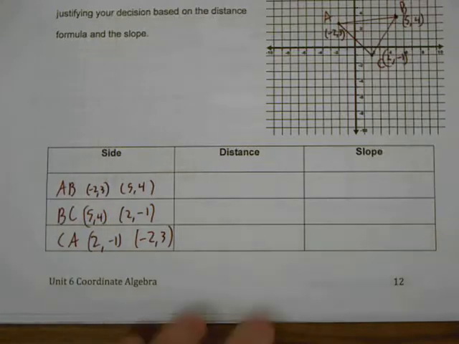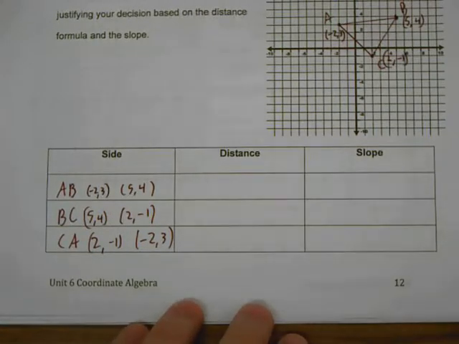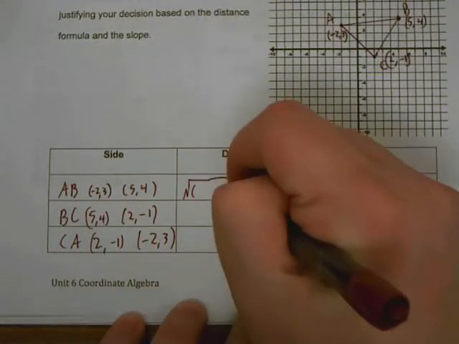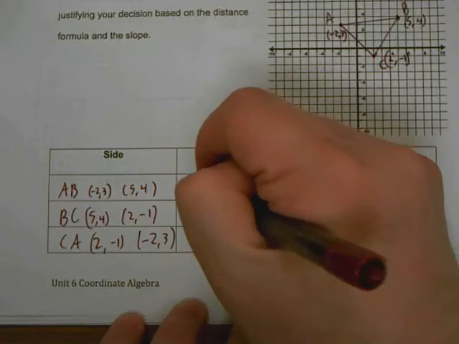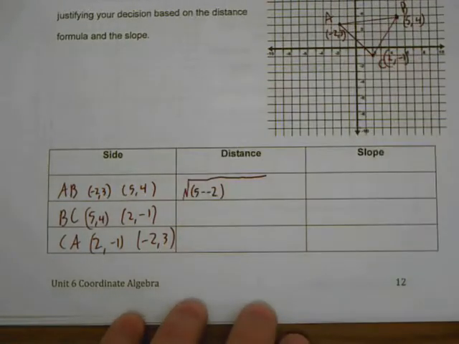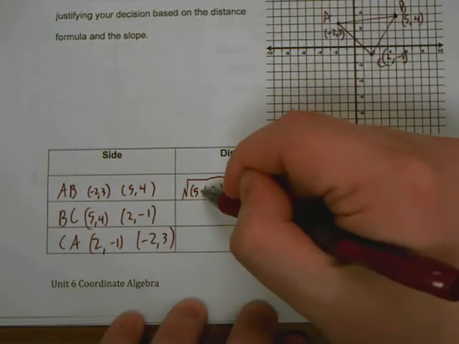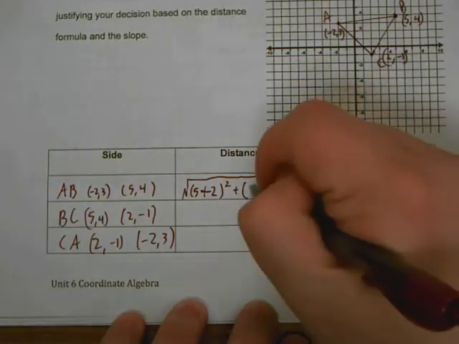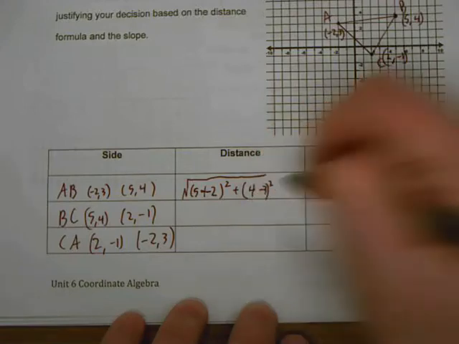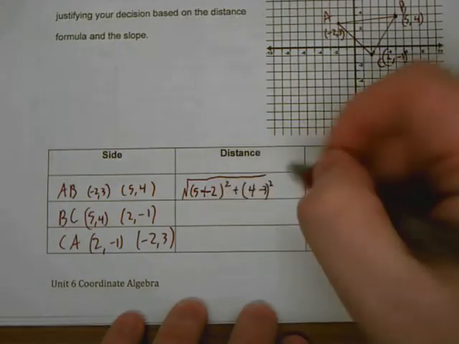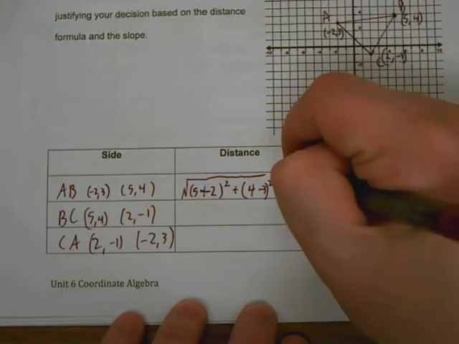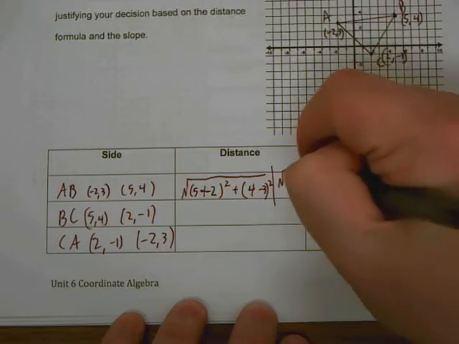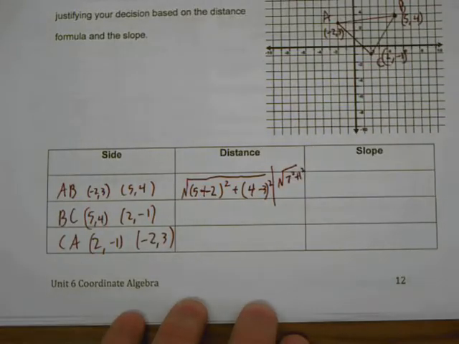Now, I'm going to do the first example with you guys. I'm going to go ahead and work the distance for side AB. So I'm going to plug in to my distance formula. I'm going to have my x2 minus x1. Remember that two negatives become a positive, and that's going to have to be squared, plus my y2 minus y1 squared. So if I look at this, this is going to be the square root of 7 squared plus 1 squared.